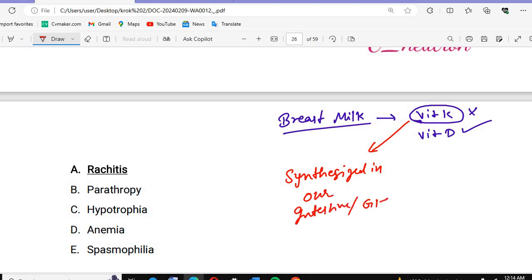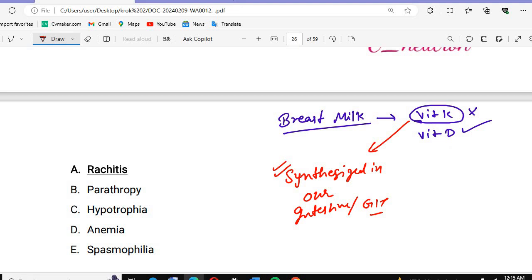or GIT. In the GIT we have some bacteria, and those bacteria help in the synthesis of vitamin K. But the neonate's GIT is immature and not fully developed. And when the baby is not eating anything at the time of birth, there is no vitamin K production, and the baby can have clotting disorders. So that's why we give the vitamin K injection during birth.